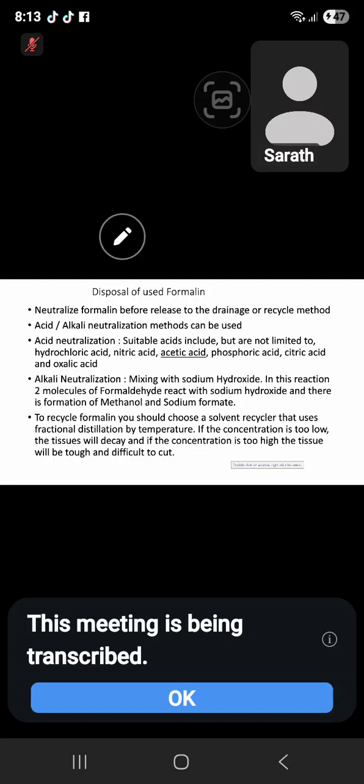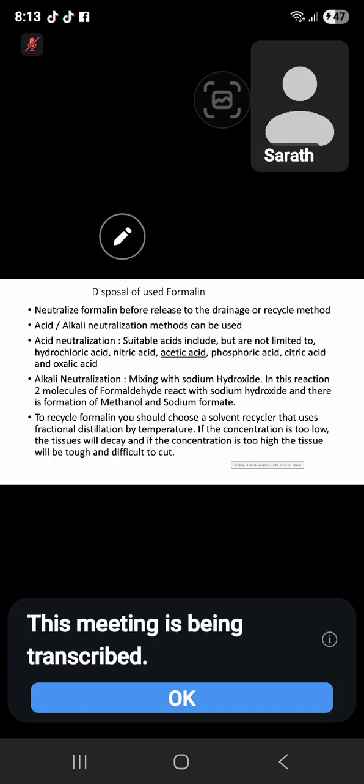Again, you go for the 3R system. At the same time, you can do the alkali or acid neutralization. For the acid neutralization, add acetic acid. For the alkali neutralization, you add sodium hydroxide. And after one day, you can release it to the drainage. And the other one, you can do the recycling also.